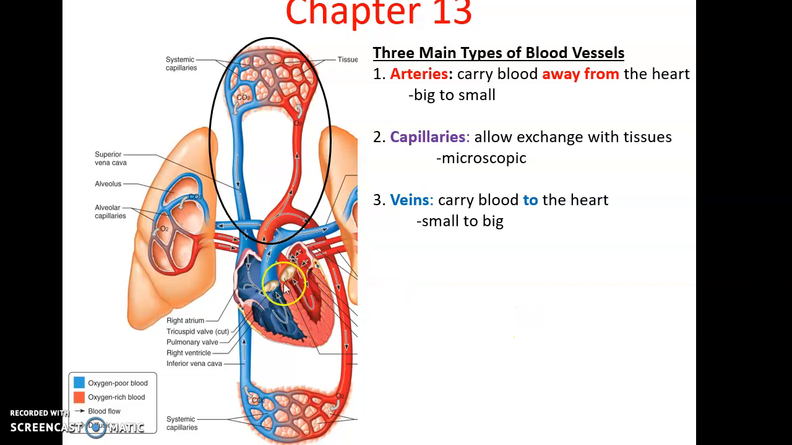And it's worth noting that the color blue represents vessels carrying blood that's deoxygenated, and the color red represents vessels that carry blood that's oxygenated. However, blood is never blue. So again, vessels carrying blood that's deoxygenated are blue, and they can be arteries or veins, and vessels carrying blood that's oxygenated are colored red, and they also can be arteries or veins.